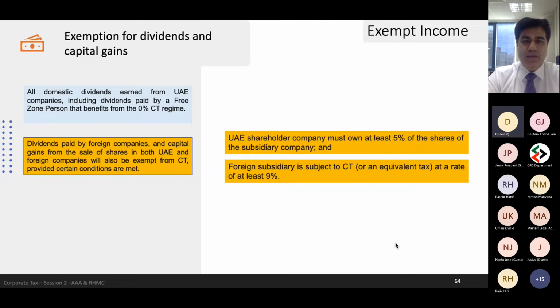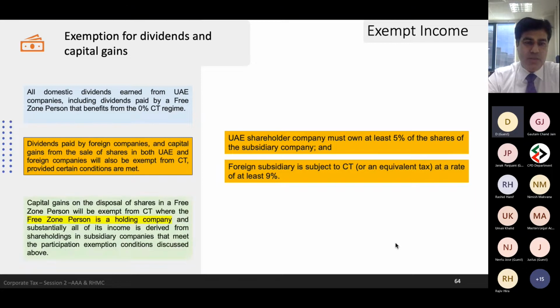We'll talk about a free zone. There is a good catch which comes from a free zone perspective and quite interesting also. Now, capital gain on disposal of shares in free zone will be exempt from corporate tax, where the free zone person is a holding company and substantially all of its income is derived from shareholding in subsidiary company that meets the participation exemption condition discussed above.